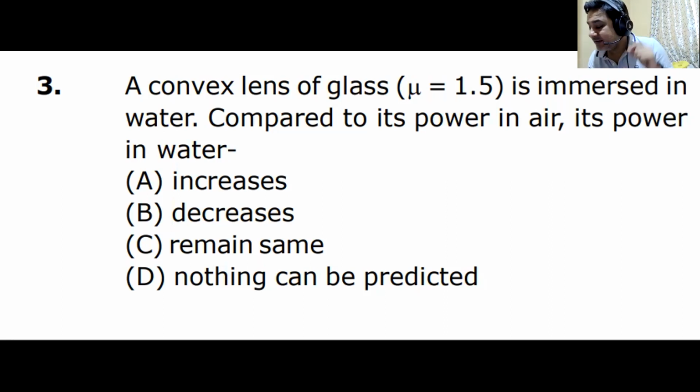And the question is like this. A convex lens of refractive index 1.5 is immersed in water. So I put it in water. What will happen to its power compared to its power in air? Does it increase? Does it decrease? Does it remain same? Or it cannot be predicted? Can I have your answers, please?